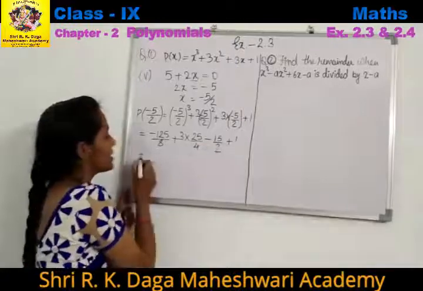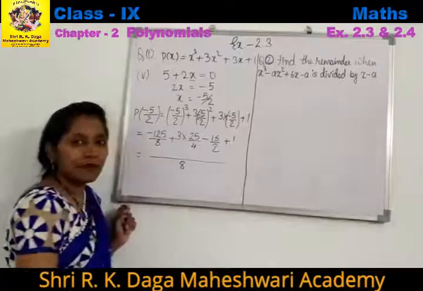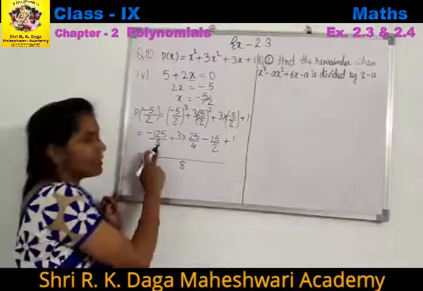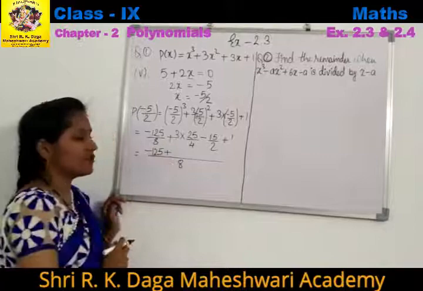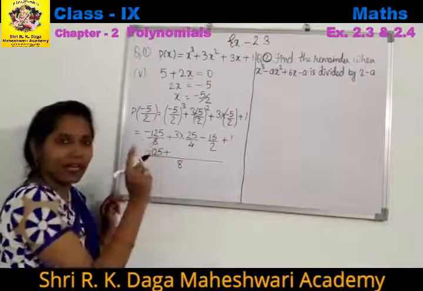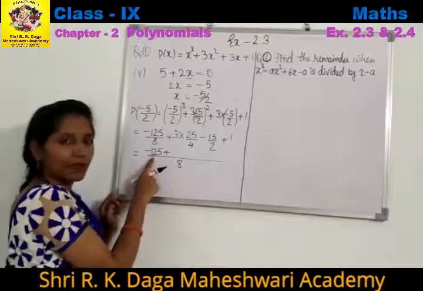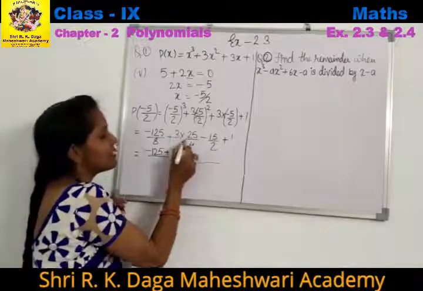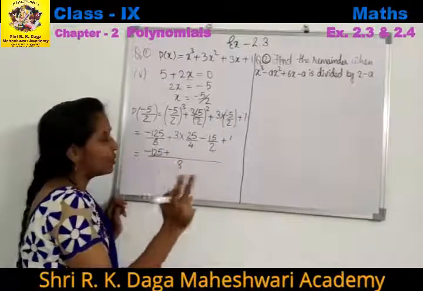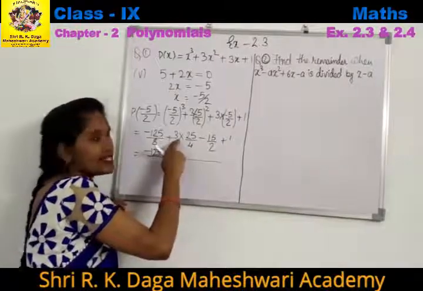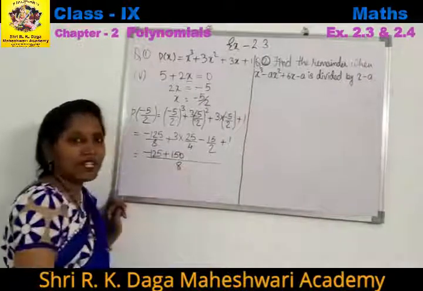When we solve this expression, we will take the LCM, which will be 8. We get minus 125, because 8 divided by 8 is 1, and when we multiply 1 by 125, we get 125. Now plus into plus is plus, and when we divide 8 by 4, we get 2. 2 3s are 6, and 25 6s are 150.